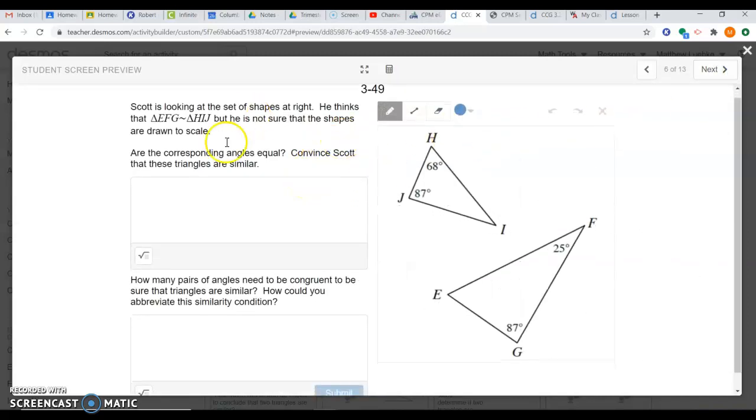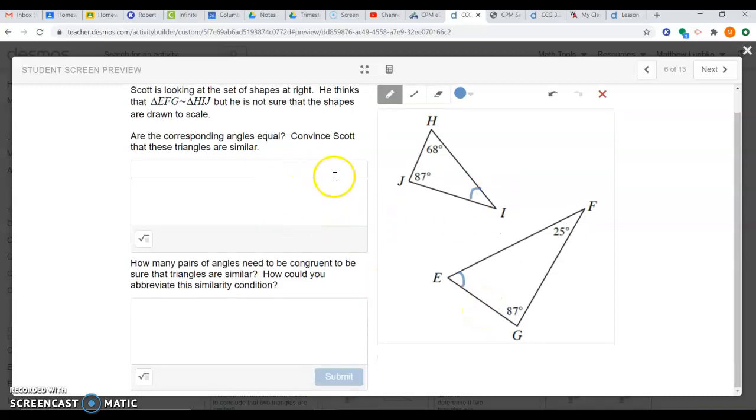Here we get into thinking that these shapes are not drawn to scale. How can we show that their corresponding angles are equal? The triangle sum theorem can tell us what the missing angle is here and here. Because they have two, we can find the third. And then we can convince him that they're similar by talking about the angles being the same.